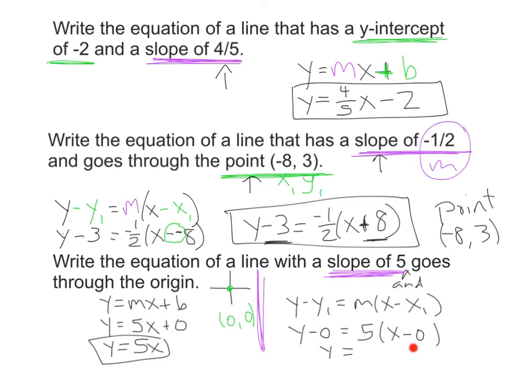Equals, and then right here, what's x minus 0? Well, that's just x, so we'd have 5 times x, which is 5x. So whichever way you do this, you will get the same equation, and either way is fine.